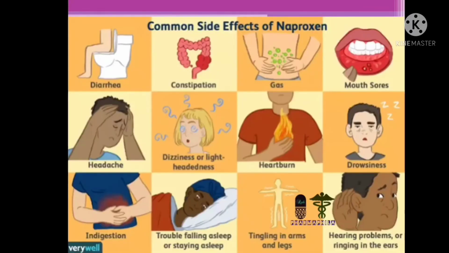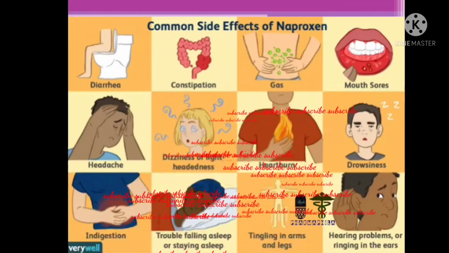And these are some common side effects of naproxen: diarrhea, constipation, gas, mouth sores, drowsiness, heartburn, dizziness or lightheadedness, and these are all CNS effects, hearing problems or ringing in the ear, tingling in the arms and legs, trouble falling or staying asleep, that means insomnia, and indigestion.